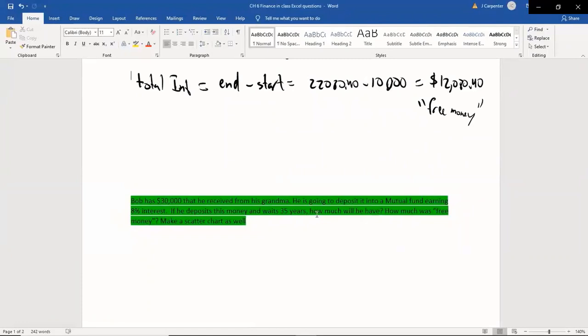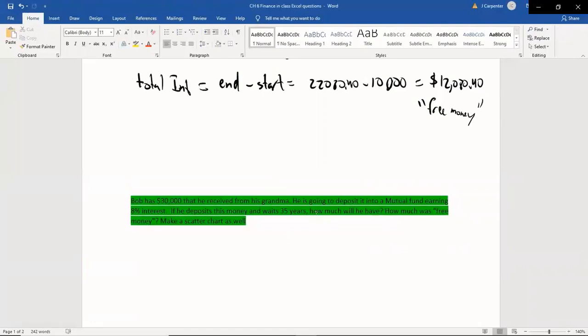It's not like you're going to get 8% this year, 8% next year. You might get 30% this year. You might lose 40% next year and then gain 100% the year after that. It's a wild ride. Buckle up. So he's going to deposit this money and wait 35 years.